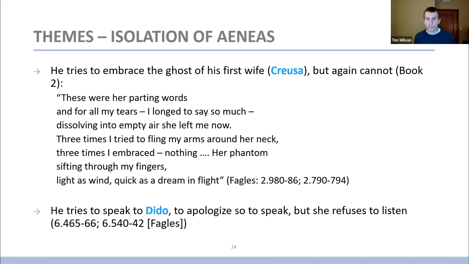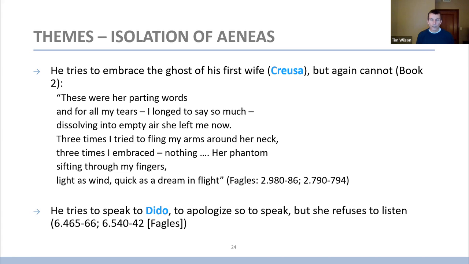Sorry, the context I should have put there is that what he's recounting here is her death. He realizes, he turns back, that she's no longer there, that she's been lost in the kerfuffle of trying to escape Troy. He goes back into Troy to try to find her. What he comes across is her ghost, and she says, no, I'm dead. Take care of our son. Keep moving. I'm dead. Forget about me now. And as he indicates here, three times I tried to fling my arms around her neck, and three times I embraced nothing, her phantom sifting through my fingers, light as wind, quick as a dream.